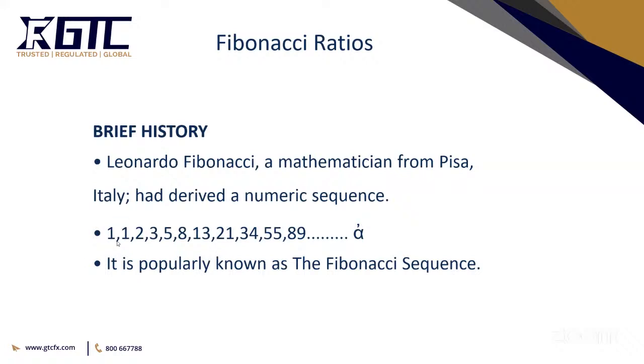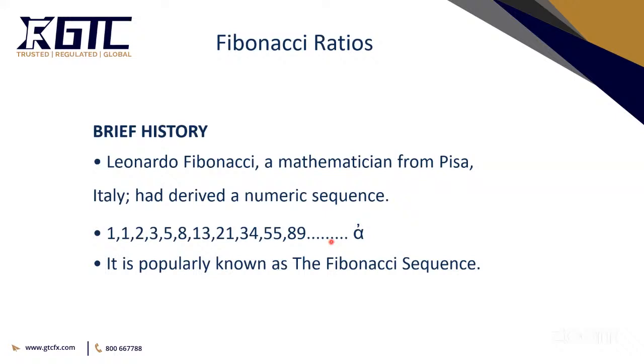Now, this sequence goes as follows. It starts with 1, and the second one is another 1 because there is no previous number, and the third one is derived by adding the current number and the previous number. So if I'm standing here, I'm the current number. I add the previous number to get the next number. So 1 plus 1 is 2. 2 plus 1 is 3. 3 plus 2 is 5. 5 plus 3, 8. 8 plus 5, 13. 13 plus 8, 21. 21 plus 13, 34. 55, 89, and so on.